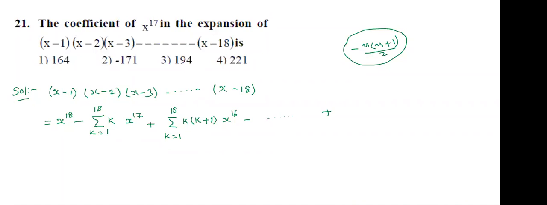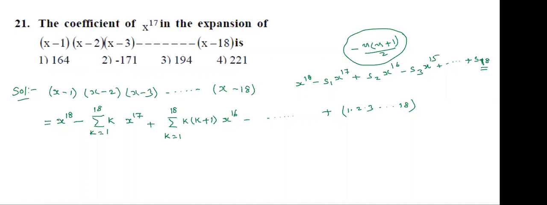The last one is the product of the roots. The product of the roots means 1 into 2 into 3 and so on up to 18. Yes or no? So we are writing like this: x power 18 minus S1 into x power 17 plus S2 into x power 16 minus S3 into x power 15. At the last term, what is that? Sn, that means S18, that means the product of the roots.